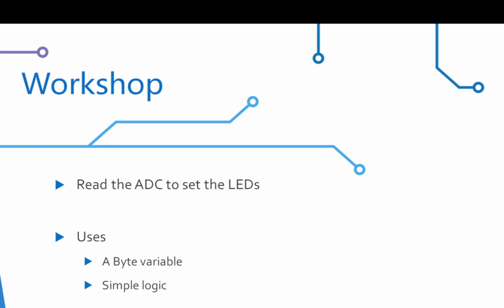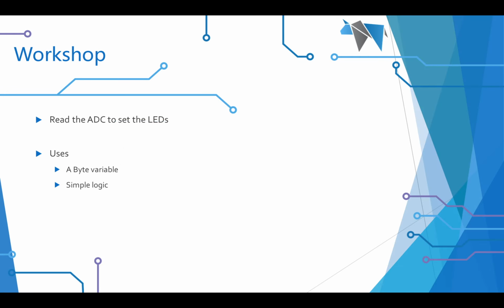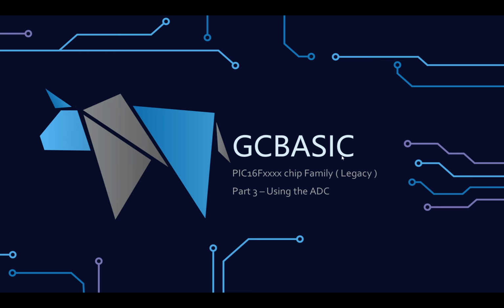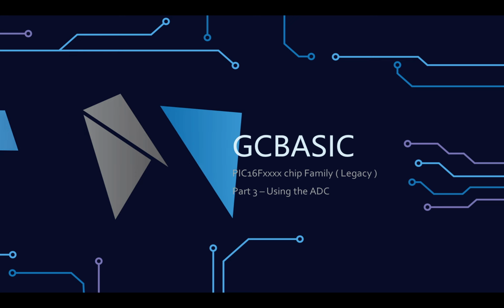So back to my PowerPoint. Read the ADC to set the value of the LEDs. We've used a byte variable, some simple logic. And the simple logic was ifs or selects. And with that, we will move on to using the LEDs in a sequence. We're going to actually use a delay. So we're going to use the value of the ADC, but we're actually going to make it set the delay function for us in the next video. It introduces more concepts. So that is the end of part 3. Do enjoy.